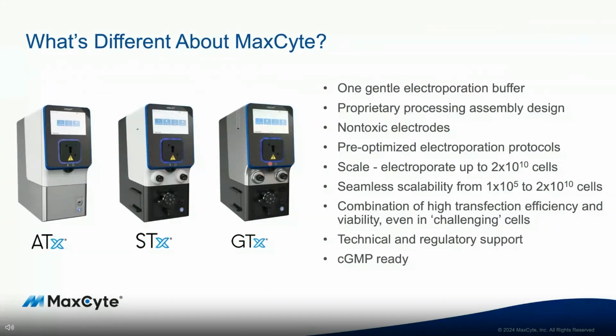So with MaxCyte, you have one gentle electroporation buffer, and we have proprietary processing assemblies, you may know them as cuvettes, which have non-toxic electrodes. We have a number of pre-optimized electroporation protocols that work for various immortalized cell lines as well as primary cells. We have seamless scalability, so you can electroporate from 100,000 cells all the way up to 20 billion cells. And we can get molecules into cells that are traditionally more challenging.